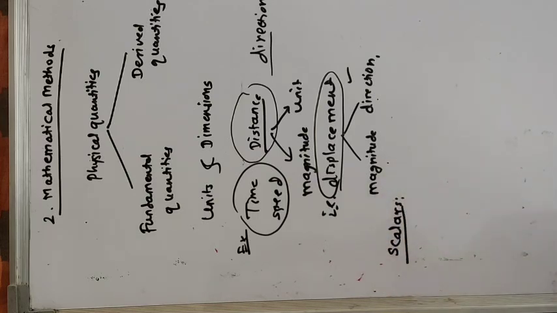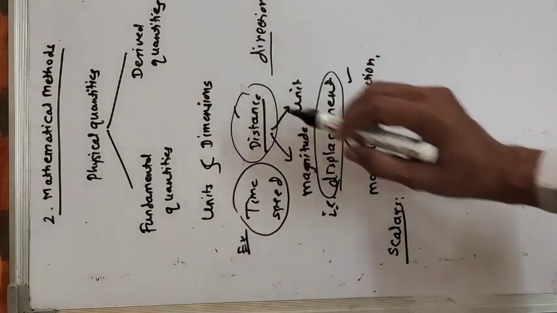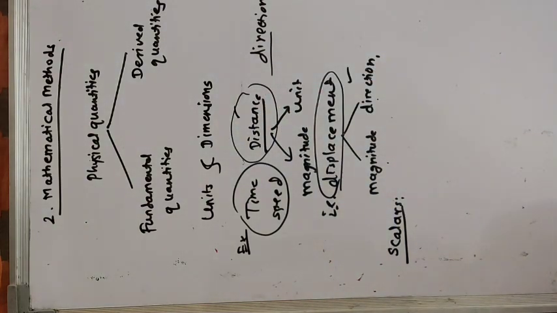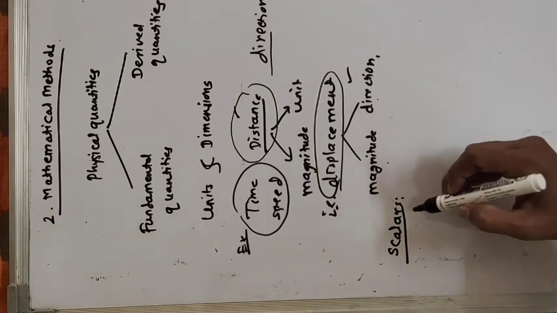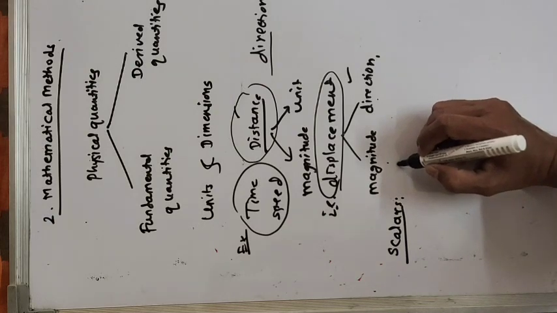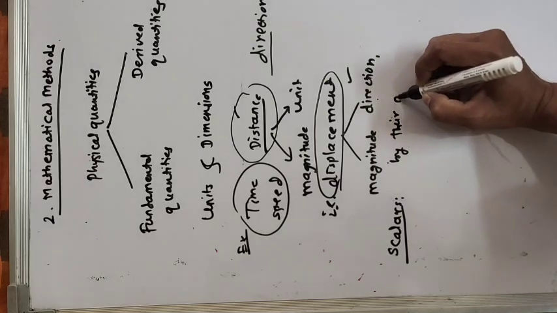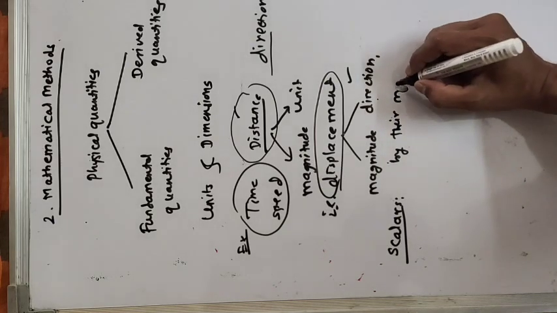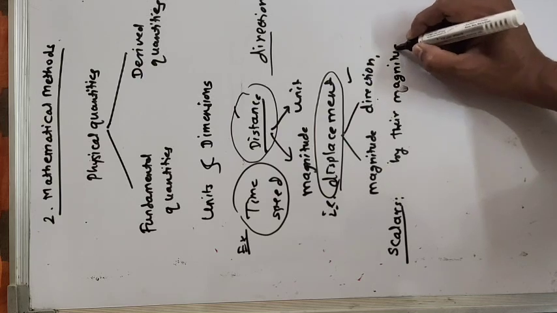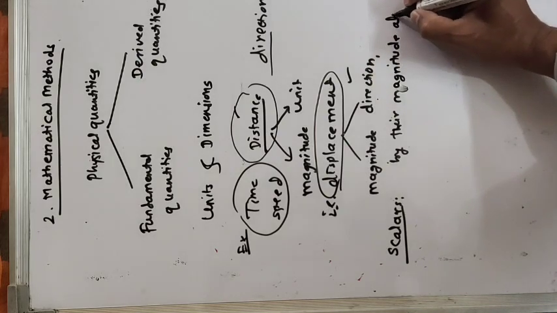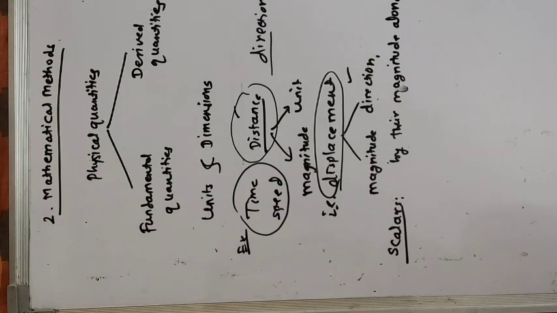Scalars. What are scalars? As this distance is a scalar quantity, physical quantities which can be completely described by their magnitude alone are called scalar quantities.